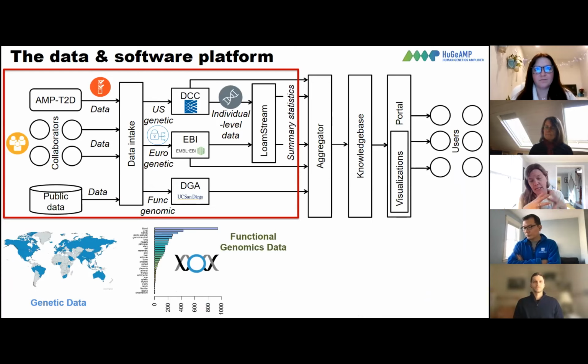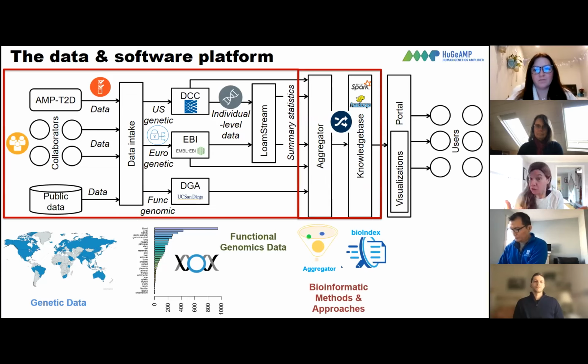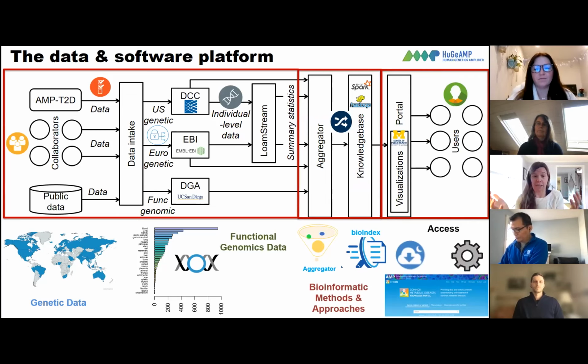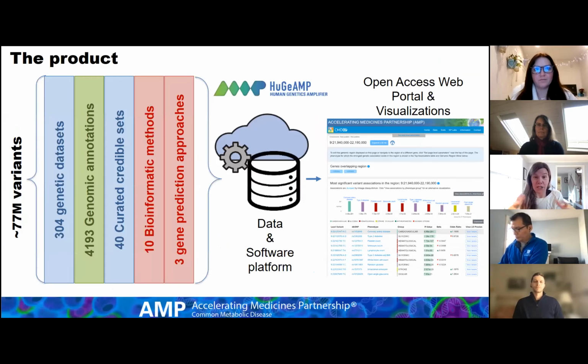which takes in genetic data from public and private investigators, integrates them with functional genomics data that are relevant to those diseases, and then runs them through a set of bioinformatic approaches and tools that are the best in the field that we've integrated and implemented in the resource, and then has a set of access mechanisms. So this is a very large platform, all integrated, the HuGE AMP or Human Genetics Amplifier resource that powers all of these portals.